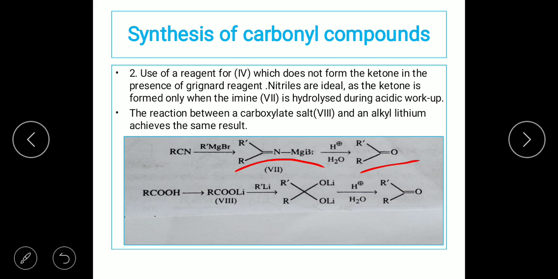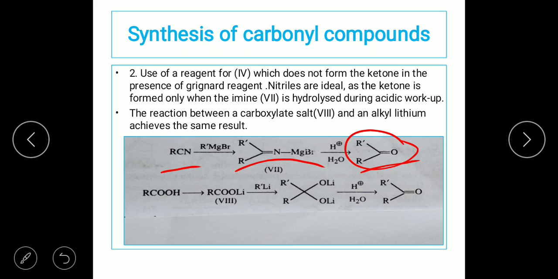After reacting the nitriles with the Grignard reagent, it is going to give rise to an imine. Now this imine on hydrolysis, usually acid hydrolysis, is going to give rise to the ketone. So this is one method. And this is a second method: instead of using acid chloride, you can also make use of nitriles.